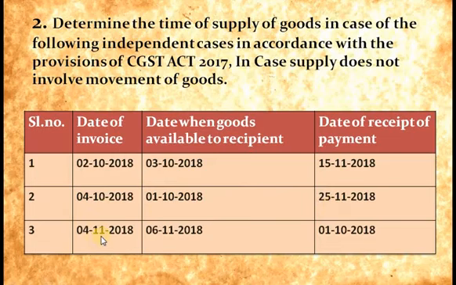Now the next case: invoice 4th November, goods available 6th November and payment 1st October. So here, first payment has been done, and later they have taken the goods and the invoice is also prepared on later days. So the time of supply is the date of receipt of payment, that is 1st October 2018. I hope, students, you are very clear how to find out the time of supply. Whichever has come first, that only we consider as the time of supply. Let us see the solution, how to write for this particular problem.